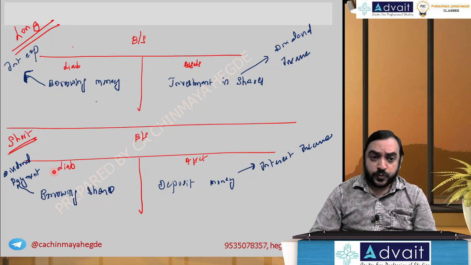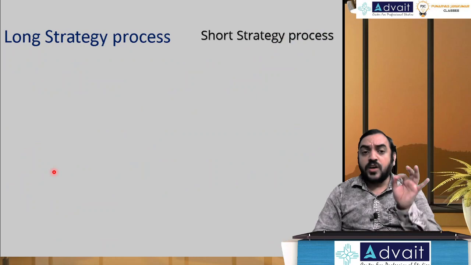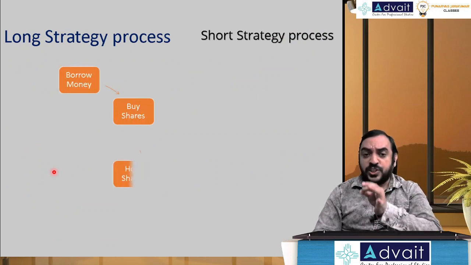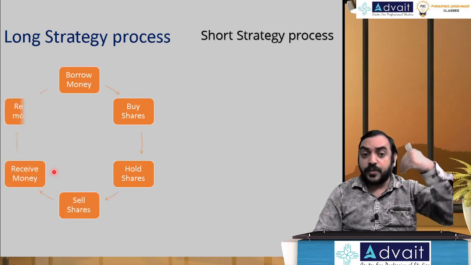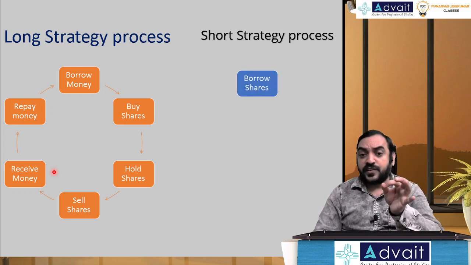I'll just repeat the process once more. Don't take it down, a kind of repetition. In the long strategy process, what do we do? We borrow money. With that money, we buy shares. Then we hold the shares. Later, we sell the shares. We get money. We repay money. Our position is zero.